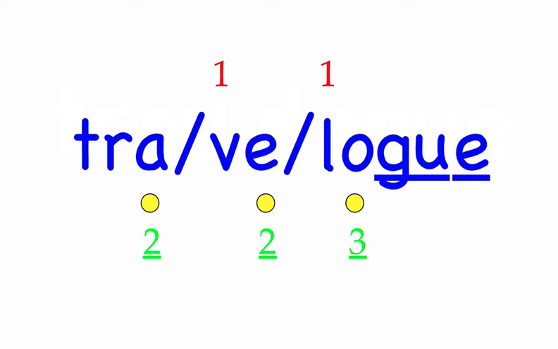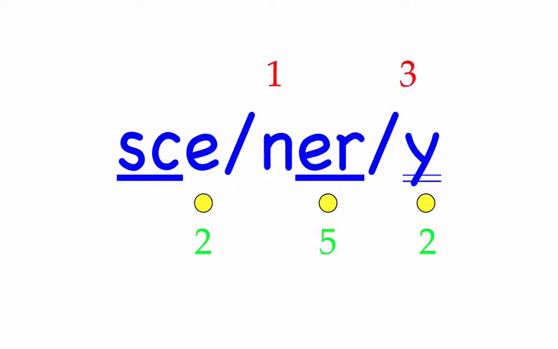Scenery. Scenery. The scenery was spectacular. Scenery, 3 syllables. First syllable scen, 2 sounds: s, e. Ner, 2 sounds: n, e. Ree, 1 sound: e. Mark the word.